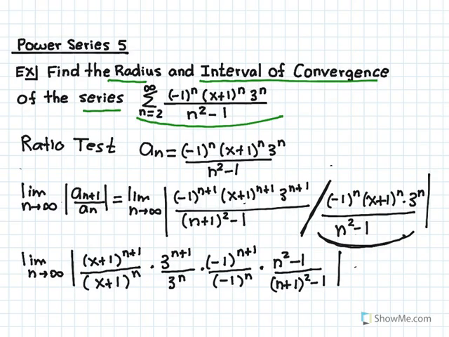Alright, let's simplify this expression. So we get the limit as n approaches infinity. Now, looking at the last page, here we have the same base, so we subtract off the exponents, so we just get x plus 1. And again, here we have the same base, the base is 3, so we get 3 to the power of n plus 1 minus n, we just get 3. And same story here, same base, subtract off the exponents, we just get negative 1. And we're going to simplify this as well. Alright, so doing some simplification, we get x plus 1 times 3 times negative 1 times n squared minus 1.